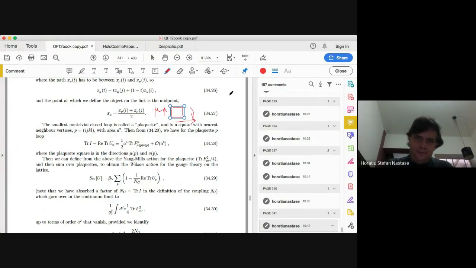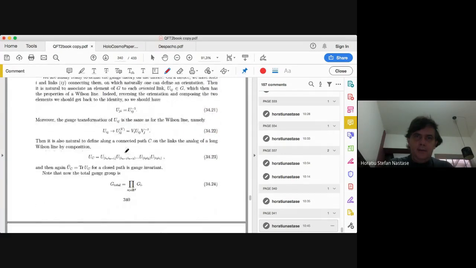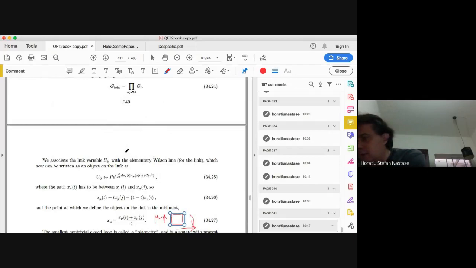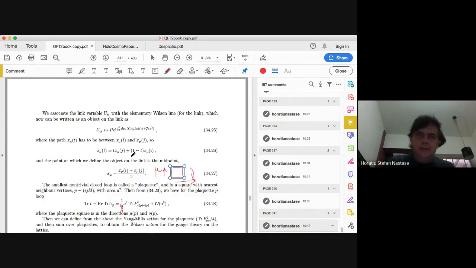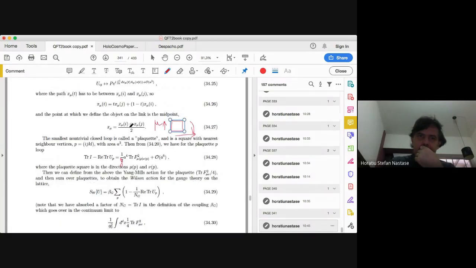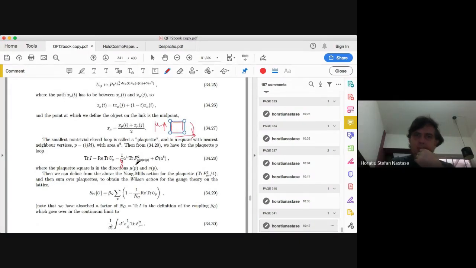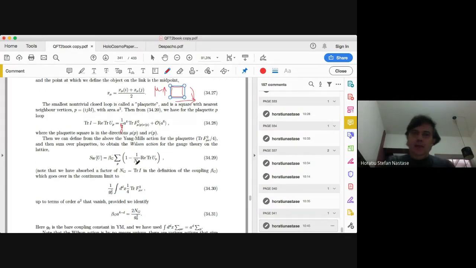All right. So, I'm sorry, this is 1/8. This is an error here. It's 1/8. Right, 1/8, trace of the identity minus the real part of trace U_P, yeah, it's 1/8.